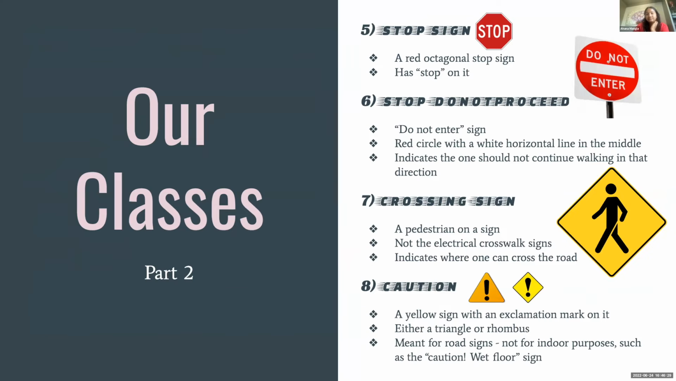These are our other 4 classes, which are stop sign, a standard red stop sign you see on roads; stop do not proceed, which is the do not enter sign, red with a white bar in the middle; the crossing sign, which is a pedestrian on a sign that indicates where one can cross the road; and the caution sign, a yellow sign with an exclamation mark, either a triangle or rhombus, which does not refer to indoor caution wet floor signs or other indoor signs.